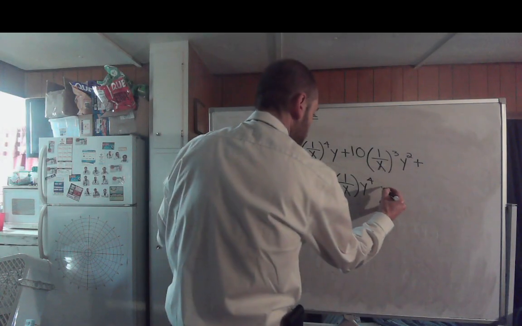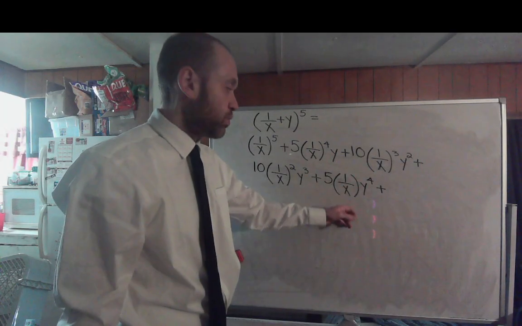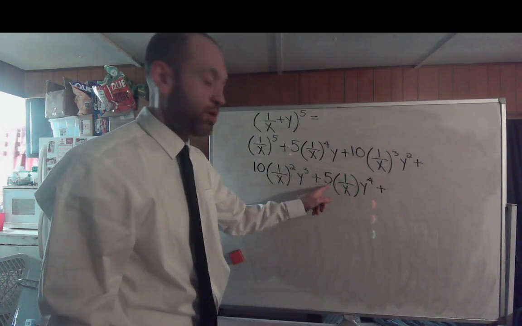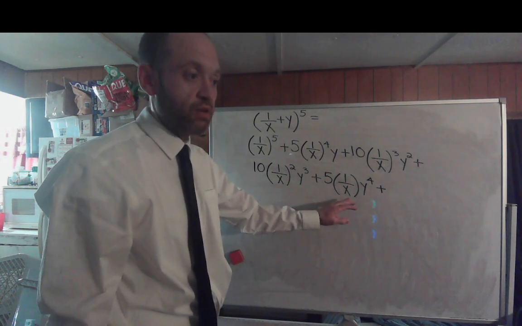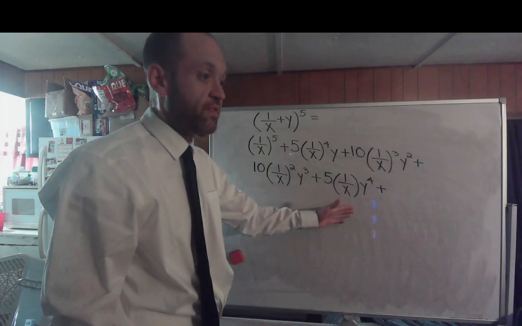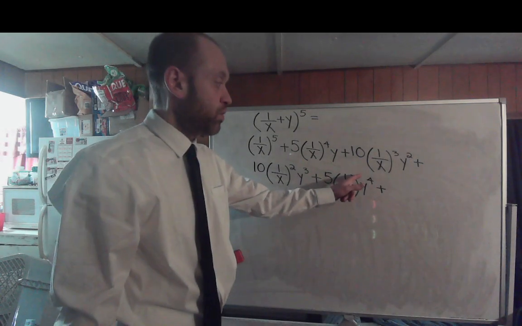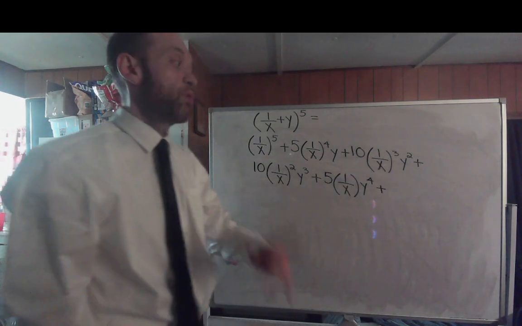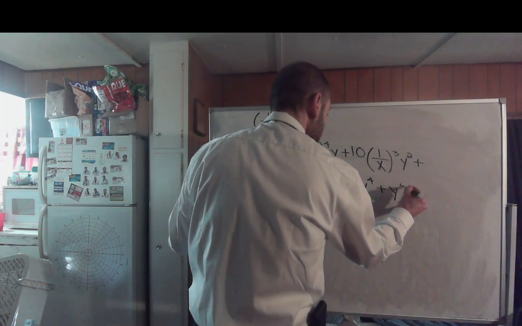Then we should just have one more term. Bring that 1 power that's on the 1 over x down in front here, multiply by that coefficient of 5. You get 5 divided by the term number you're on, which is 5. 5 divided by 5 is 1. Times that 1 over x to the 0 power, also 1. So you're just left with y to the 5th.